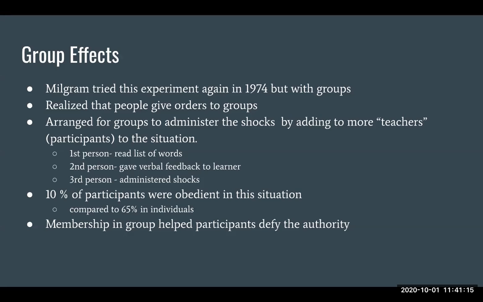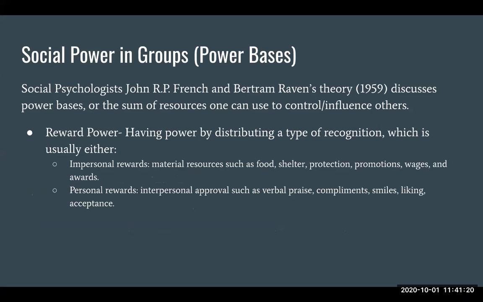So with that in mind, let's talk about power because it matters and it's important. We're going to talk about social power in groups. Researchers John R. P. French and Bertram Raven in the late 1950s came up with this theory of power bases. They talked about 5 different types of powers, the sum of resources one can use to control and/or influence others.